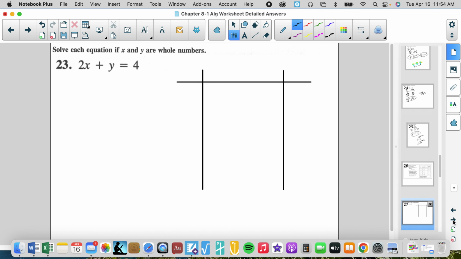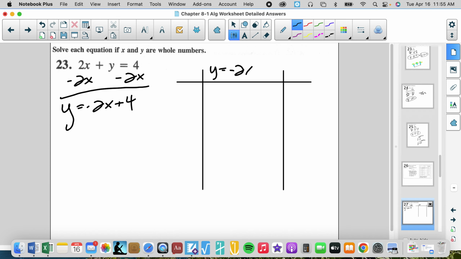All right, it says solve each equation if x and y are whole numbers. Okay, whole numbers. So first thing we're going to do is set it equal to y. So we get y equals negative 2x plus 4. We're going to start plugging in for x values, and we're going to see what we get for y values. So I'm going to start at 0.